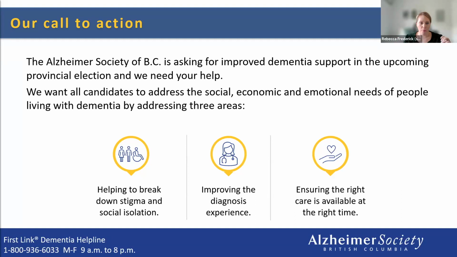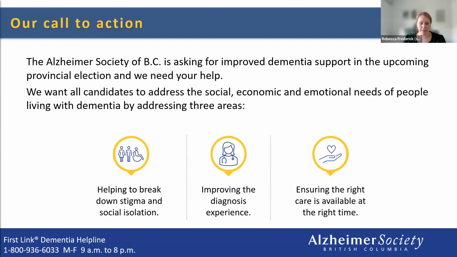We are asking all parties to commit to helping to break down stigma and social isolation, to improving the diagnosis experience, and to ensuring the right care is available at the right time. When we talk about that first pillar there, we are asking candidates to fund and promote a province-wide awareness campaign to bring attention to dementia and to ultimately reduce the stigma being faced by people in communities across BC. The second thing we are doing is we are asking for an increase in funding for dementia-friendly community initiatives through the Age Friendly BC program.